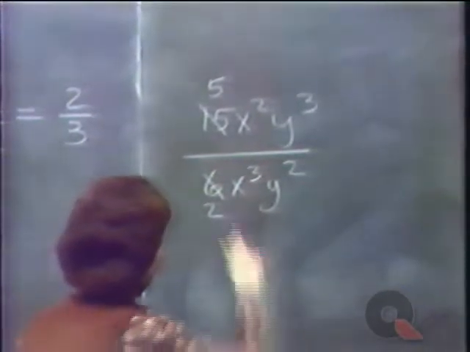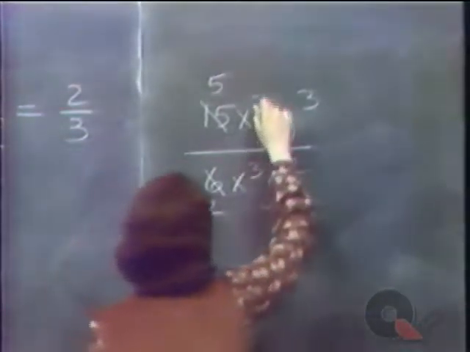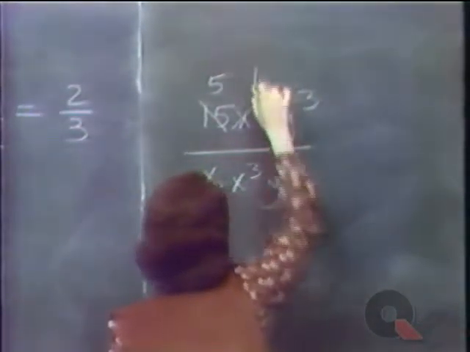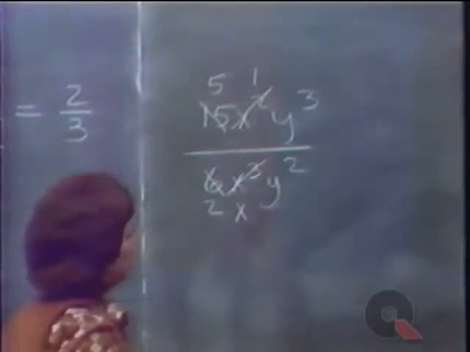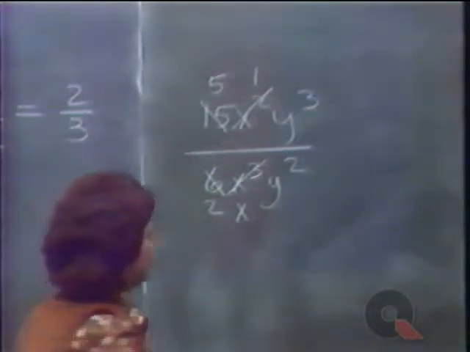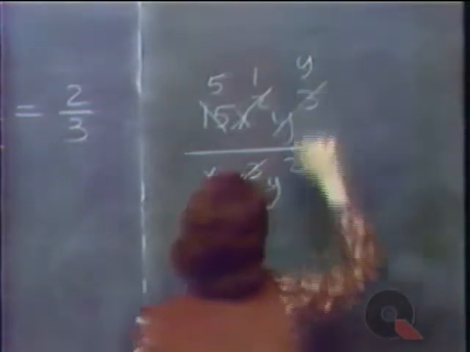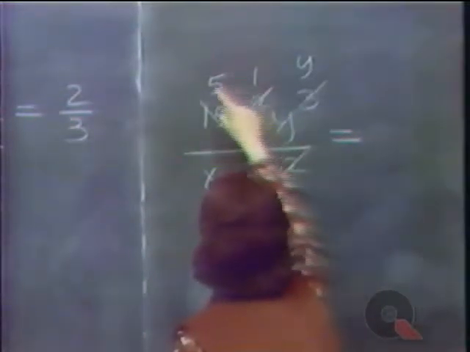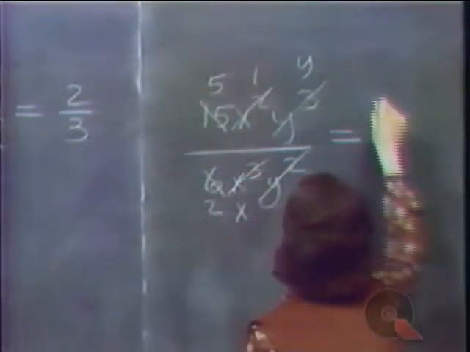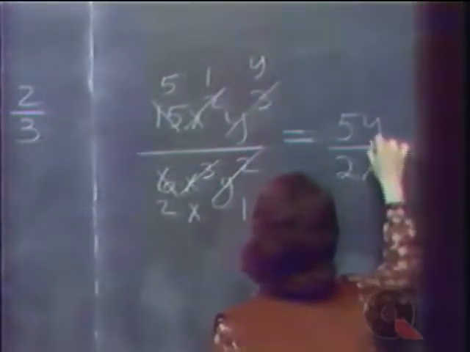Now we look at x squared and x cubed, and we notice that x squared goes into both. Dividing x squared by x squared, we get 1. Dividing x cubed by x squared, we're left with an x. Now on the y's, dividing y cubed by y squared, we are left with a y. Dividing y squared by y squared, we're left with a 1. For a final answer of 5 times 1 times y, or 5y over 2x.